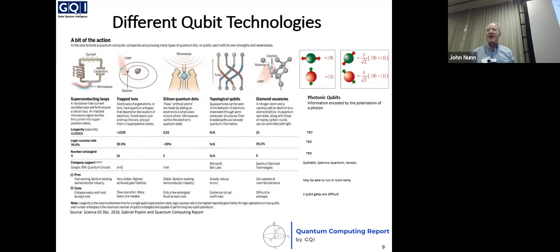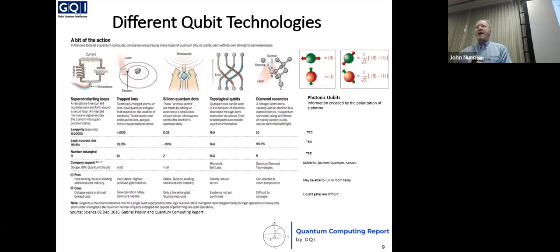Yes, you can use photonics. You can build interferometers. There are single photon detectors, those types of things. One of the ways you can encode the states is by the polarization. In this diagram here, vertical polarization would be a 1, horizontal polarization would be a 0, but then you could have an angle.